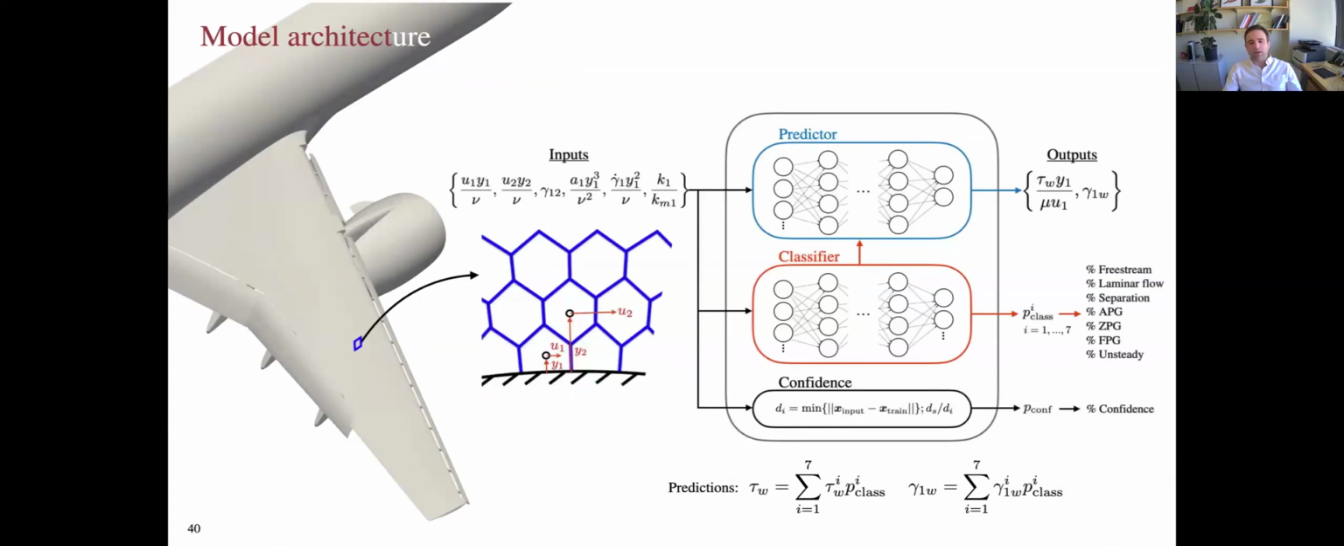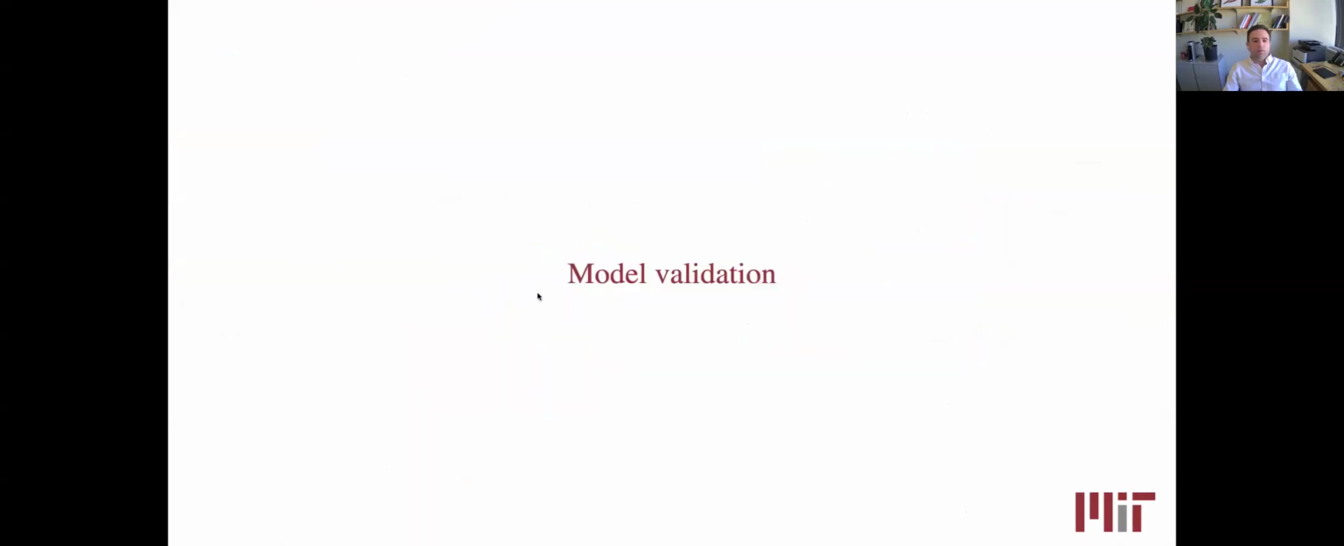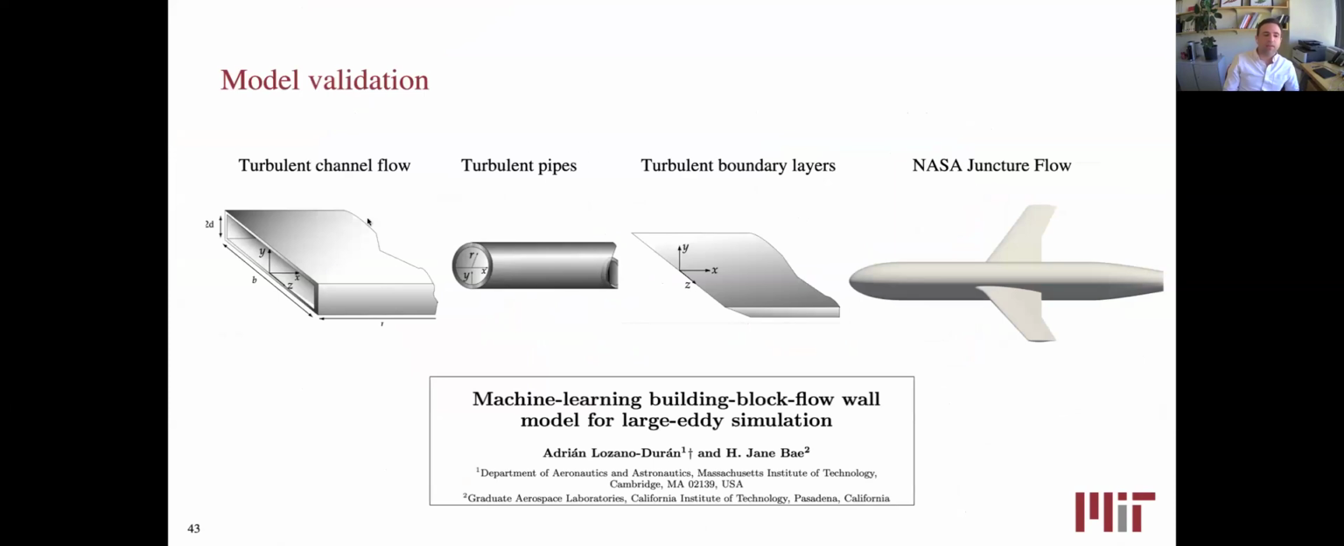So with this, all the components of the model are ready: predictor, classifier, and confidence. And now the next step is that we want to validate this in cases that it wasn't trained for. Let me go to this model validation now. So we have tested the model in different cases. Some of them are semi-simple, like channels, but also pipes, flow over a flat plate. Also more complicated cases, which look kind of like an aircraft type geometry.